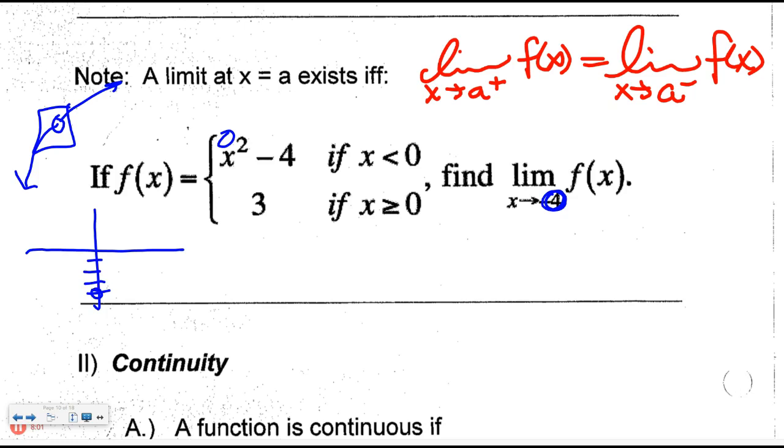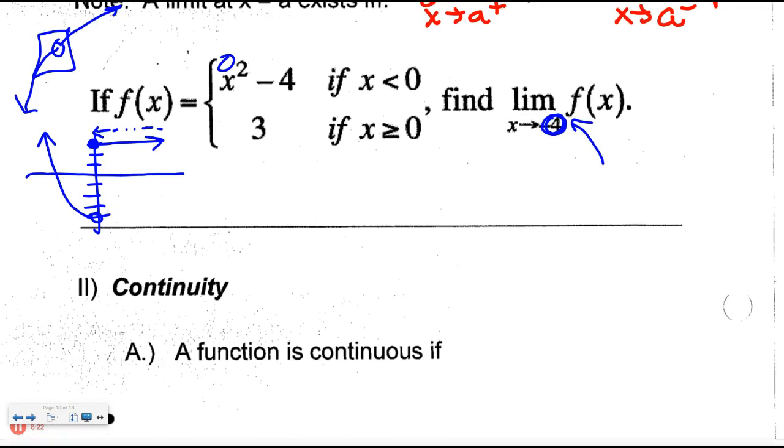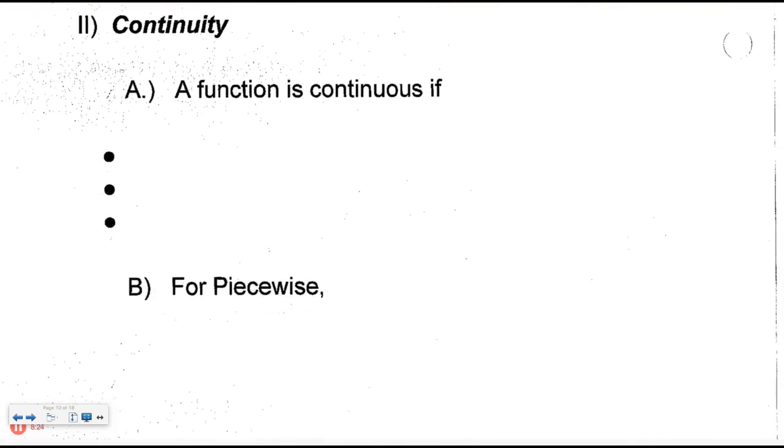Open dot here, everywhere to the left it's the parabola, but everywhere to the right of 0 it's this line. So if I'm approaching 0 from the left, my answer would be -4. If I'm approaching 0 from the right, my answer would be 3. But if I say from both directions due to a lack of superscript, my answer would be does not exist. That was our first topic of the year in 8 minutes.